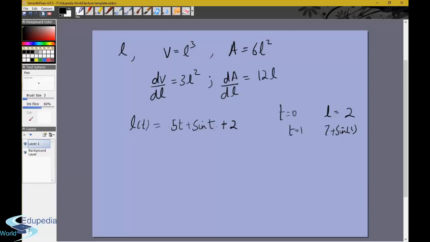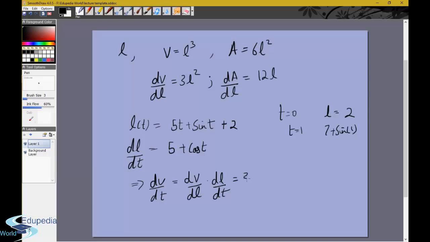So in this case, we can now calculate the rate of change of volume and area with respect to time as well. dL by dt, the rate of change of the length, will be 5 plus cos t, which means dV by dt, the rate of change of volume with respect to time, will be dV by dL multiplied by dL by dt, which we can see as 3L squared multiplied by 5 plus cos t. And you can put in the value of L if you want as well. 3 times 5 plus cos t times 5t plus sin t plus 2 whole square.